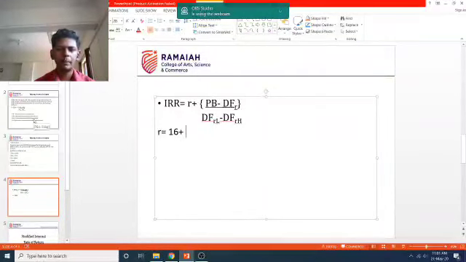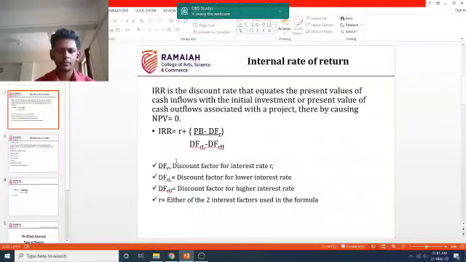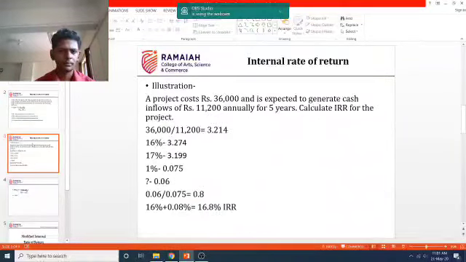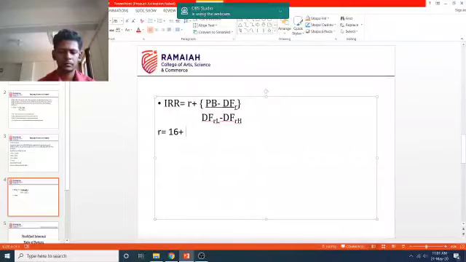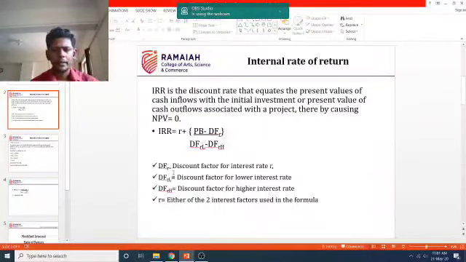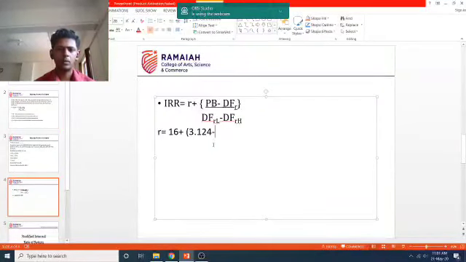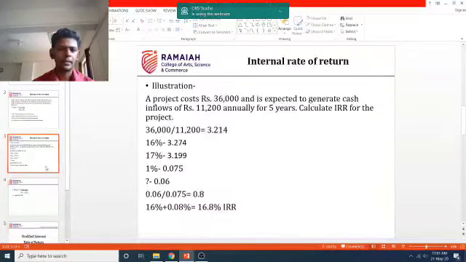What is PB? PB is nothing but this payback period that we have earned, 3.214, minus DFR. What is DFR? DFR is nothing but the discount factor for interest rate R. What is the discount factor for 16%? It is 3.274.